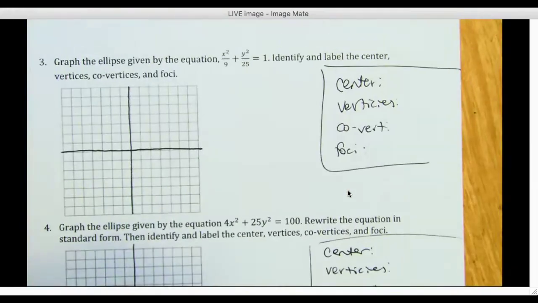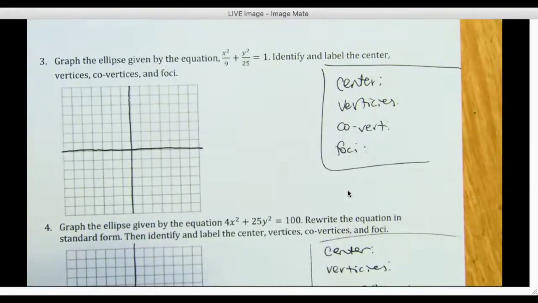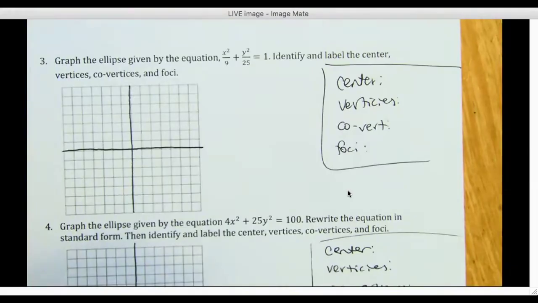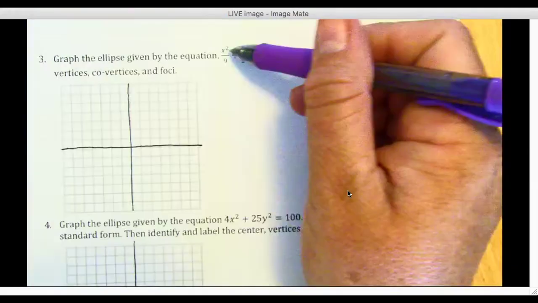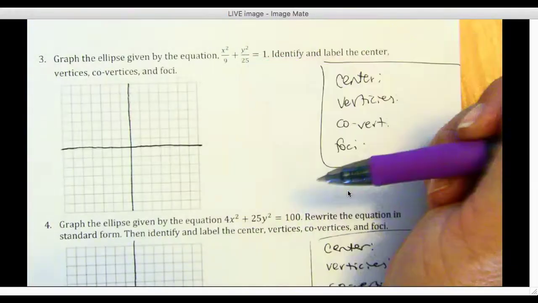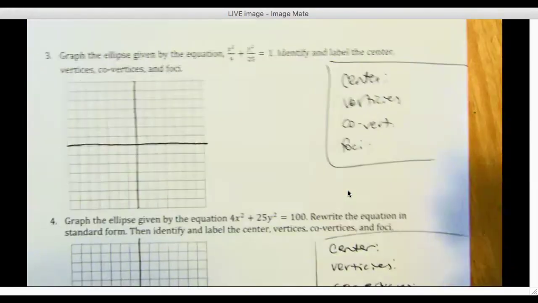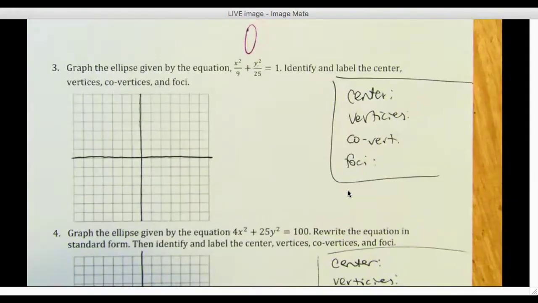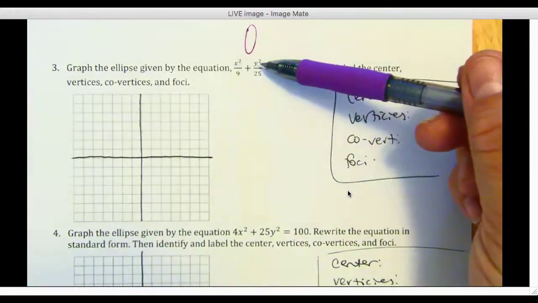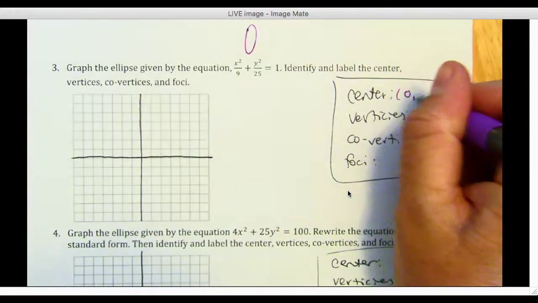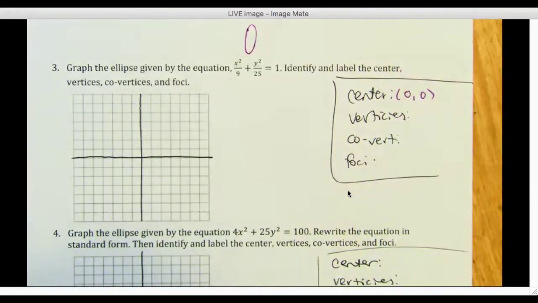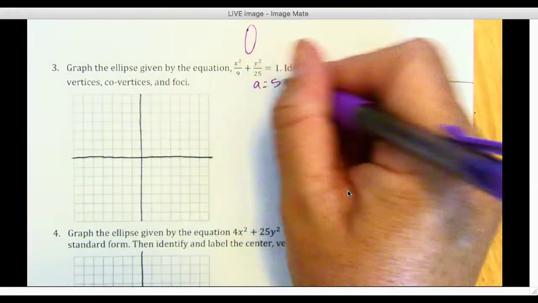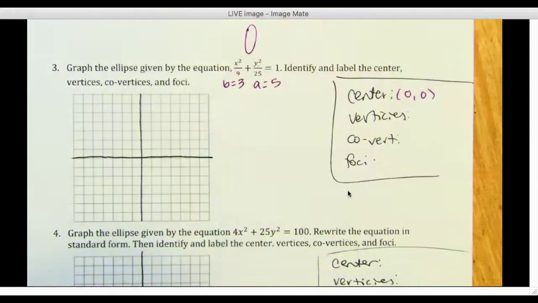All right, on the next page, we are going to practice graphing some ellipses. So here I have the equation x squared over 9 and y squared over 25. Since the bigger number is under the y squared, I already know this is going to be a vertical ellipse. And since there's no value on the x or y, I know my center is 0, 0. So A is equal to 5 and B is equal to 3.